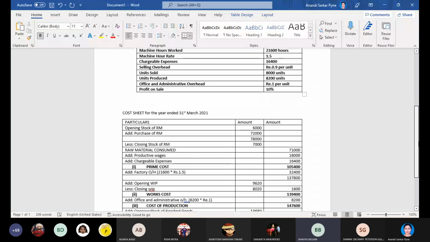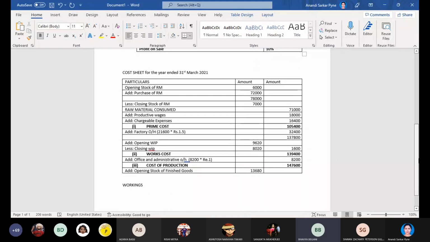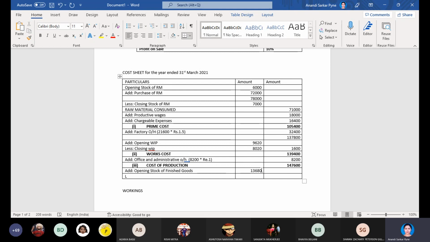Ma'am, I guess we made one mistake. We didn't calculate the unit amount. So how will we get the amount for the closing stock of finished goods? We will calculate, don't worry. Wait, we need to do the workings. So create the workings column.